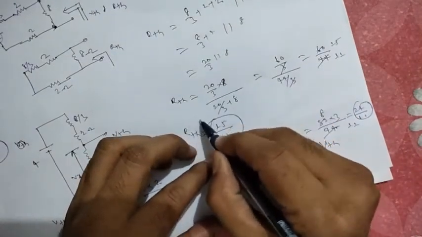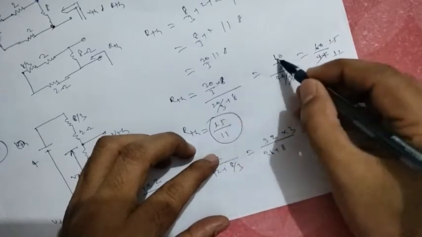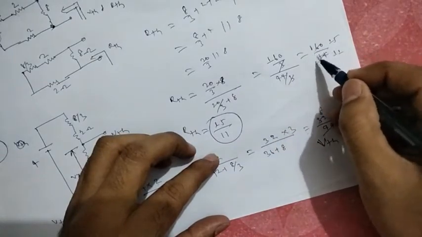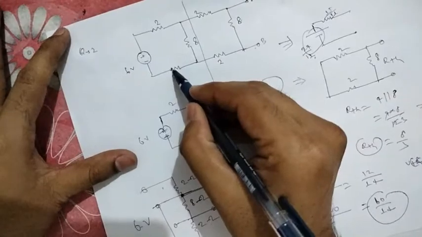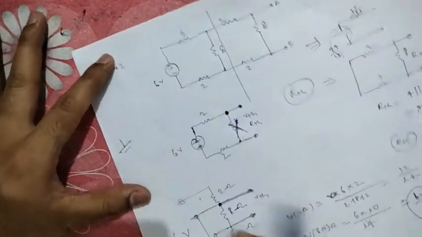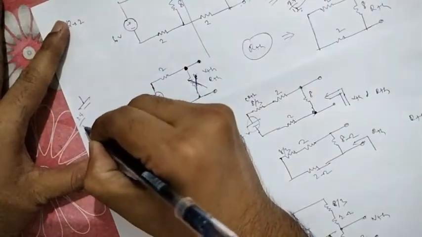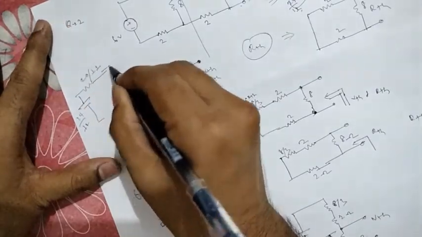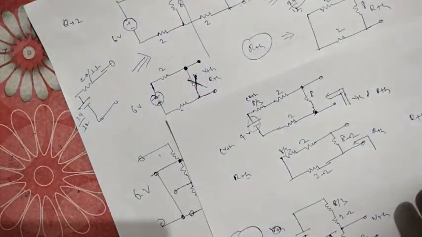While calculating this RThevenin, this is 20 by 3 into 8 by 20 by 3 plus 8. This is nothing, 20 into 8 it will be 160 and this 3 we cancel. This is 160, 4 40s, 40 by 11. So if we see this circuit, what will our VThevenin be? We have calculated our VThevenin, it was 24 by 11 and RThevenin is equal to 40 by 11. So this is our equivalent circuit of VThevenin and RThevenin.